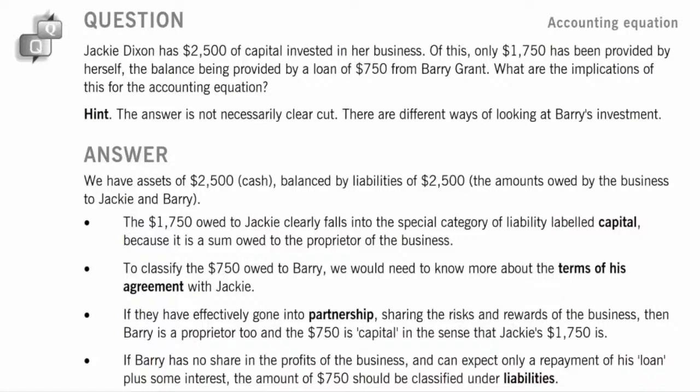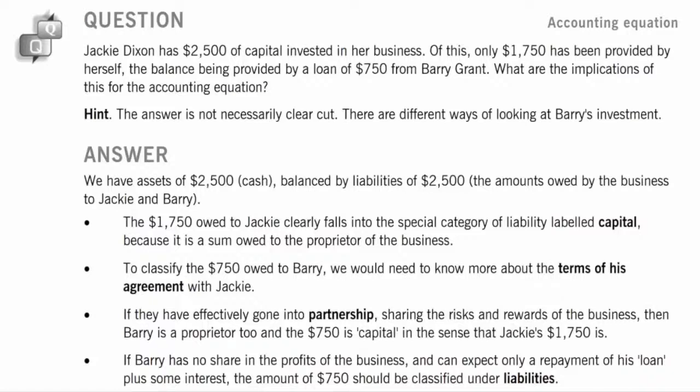If Barry is a partner: assets, $2,500. Capital, $2,500, $1,750 from Jackie plus $750 from Barry. Liabilities, 0. If Barry is a lender: assets, $2,500. Capital, $1,750, Jackie's contribution. Liabilities, $750, Barry's loan.